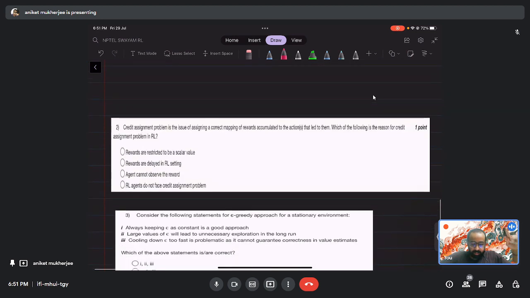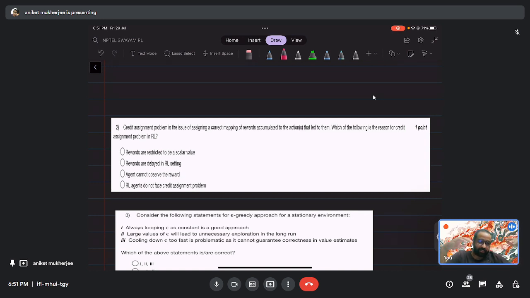Next is the credit assignment problem: the issue of assigning a correct mapping of rewards to the actions that led to them. Here, the following is the reason for the credit assignment problem in RL. Okay, this is not related to multi-armed bandits, but is for the RL setting. If you're not in the immediate RL setting, as I think sir has told in the class, then the rewards are actually delayed.